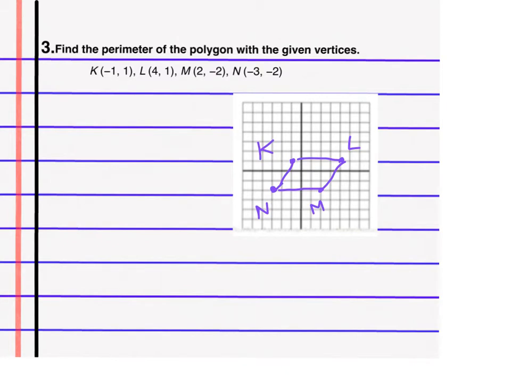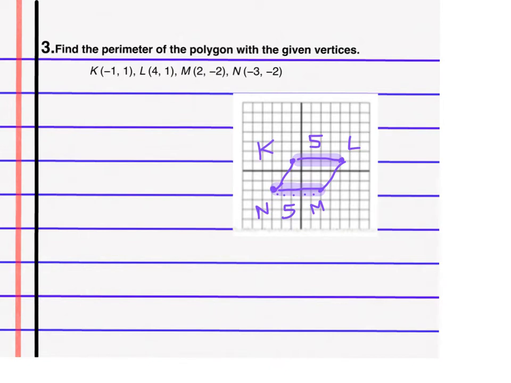So the good news for this is that the straight sides, what I mean by straight sides is NM and KL, since those are horizontal, we can simply count for the length. 1, 2, 3, 4, 5. So NM is 5, KL is 5. If you have a horizontal or a vertical line, please don't use the distance formula. Just count. Save yourself that effort.